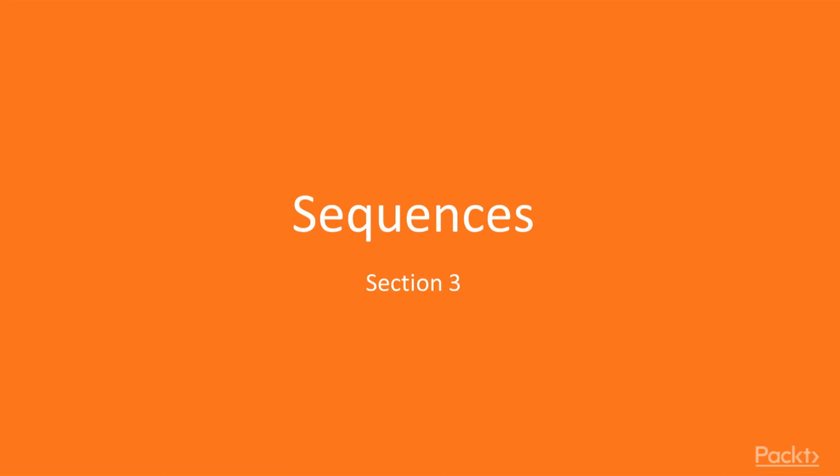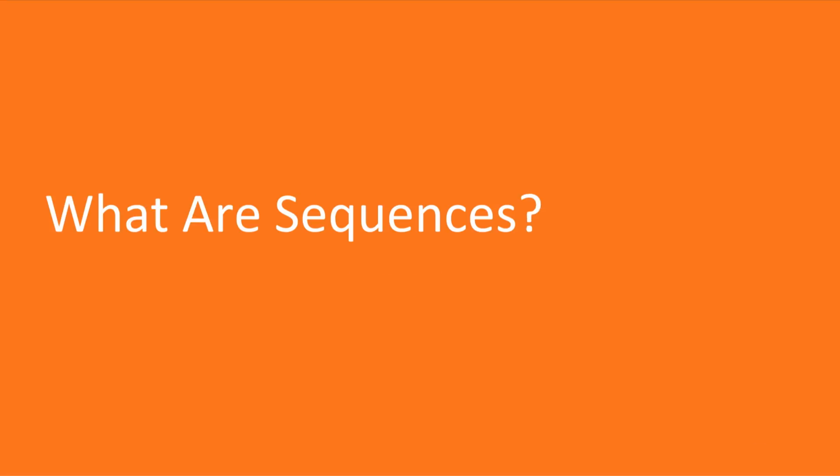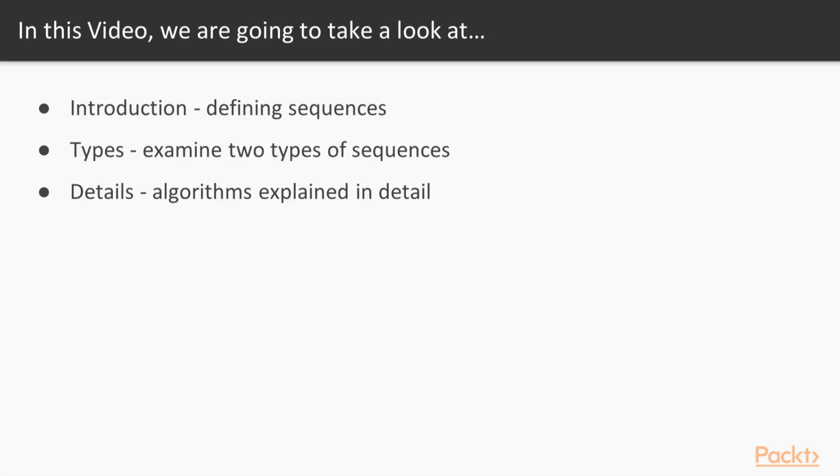In this section, we will explore sequences. A sequence is a list of numbers that is following a particular pattern. In this video, we will learn some types of sequences and how to generate them. We will first introduce sequences through an example. Then we will describe two types of sequences called arithmetic and geometric progressions. Finally, we'll go through a simple algorithm to generate them.